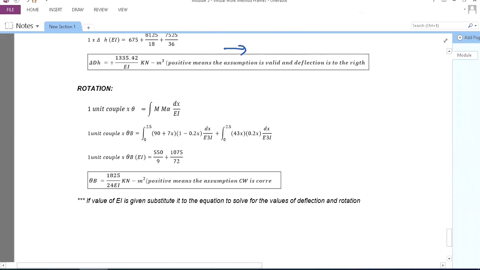So, kindly check if my calculation is correct. If we substitute the moment equations for both the real beam and for the virtual, for rotation, we get rotation of B equal to 1825 over 24. Positive means that our assumption, counterclockwise, is wrong; it is clockwise. The assumption is different. CW is clockwise. Clockwise is correct.